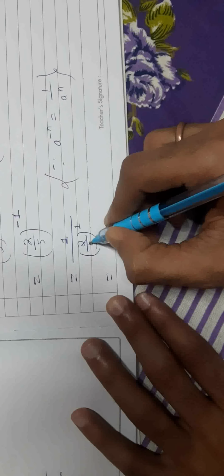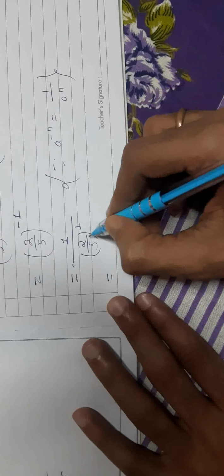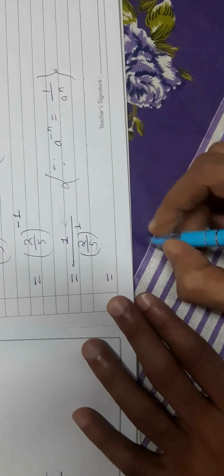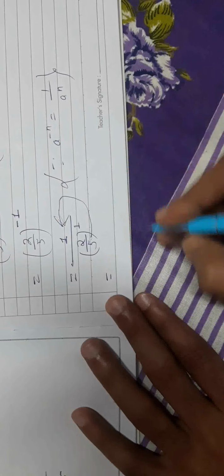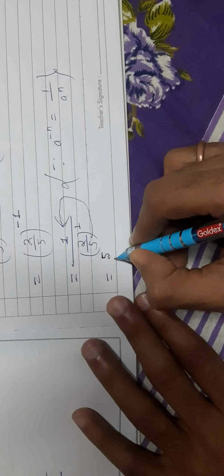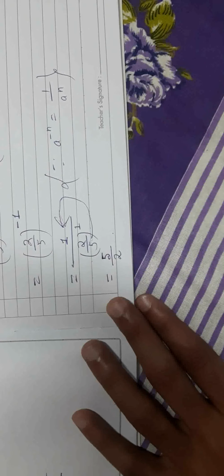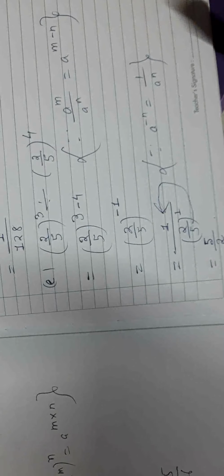So 1 divided by (2/5) to the power 1, that is a^n, where n is positive. The reasoning is, since a^(−n) equals 1 by a^n, and since this is the main divider, 5 will come to the numerator. Since the power is 1, it is 2 by 5 only, therefore the final answer is 5 by 2. That is question number E, the fifth question.